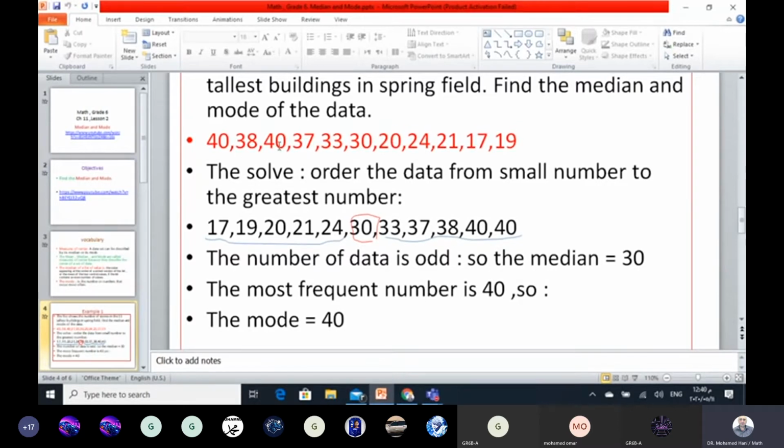But 40 is repeated 2 times. Here we have 40 and here you have 40. We have it 2 times, repeated 2 times. So this is the most frequent. So the mode means the most frequent number. The mode here equals what? Equals 40.